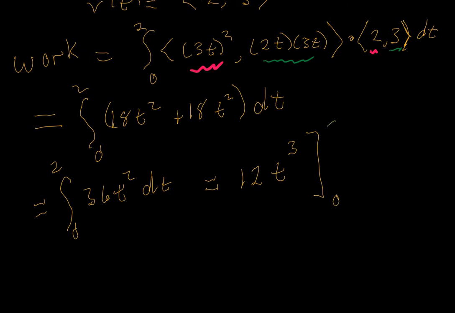From 0 to 2. 2 cubed is 8. 8 times 12 is 96. 0 cubed is 0. 0 times 12 is more 0. So we end up with a work equal to 96. We weren't given units, but perhaps the units are in joules if we were in a physics class. There you have it. Easy peasy.